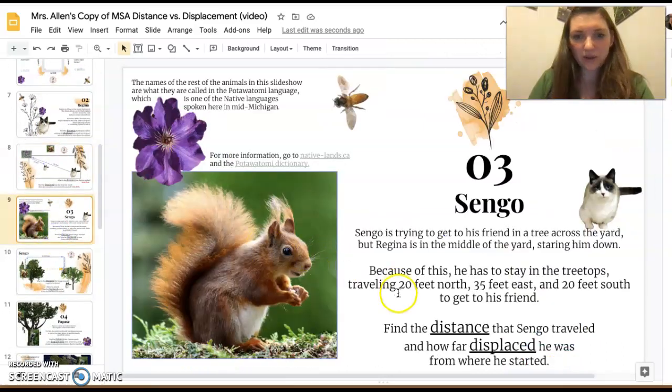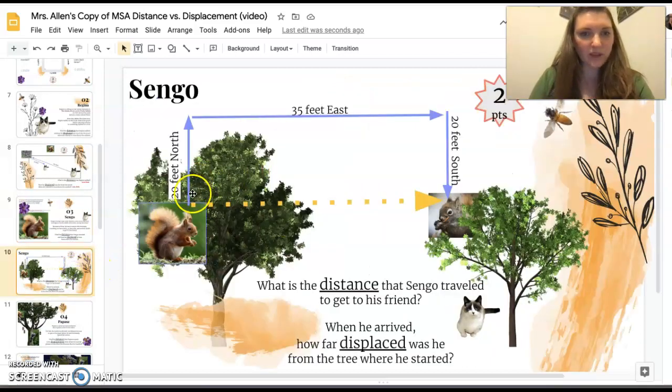So then we have this squirrel, and his name is Sengo. We're going to find the distance that he traveled up through the trees because Regina is blocking him from coming down to the ground. So he's just going through the trees to get to his friend. Finding distance and displacement. Okay, so he goes 20 feet north, 35 feet east, and 20 feet south. So the distance is 20 feet plus 35 feet plus 20 feet. So I could do 40 plus 35.